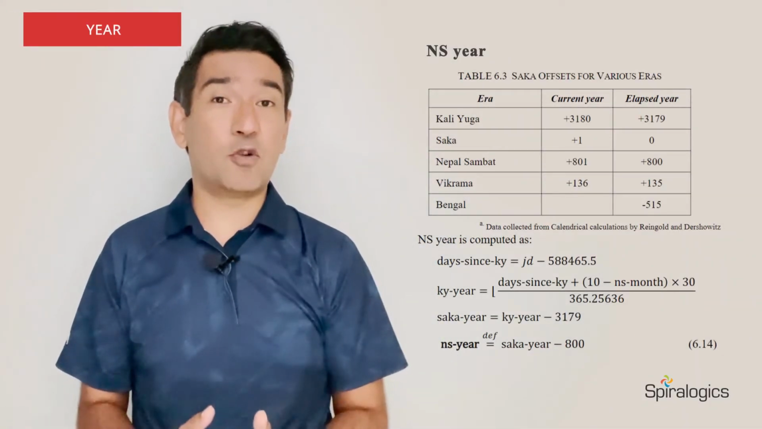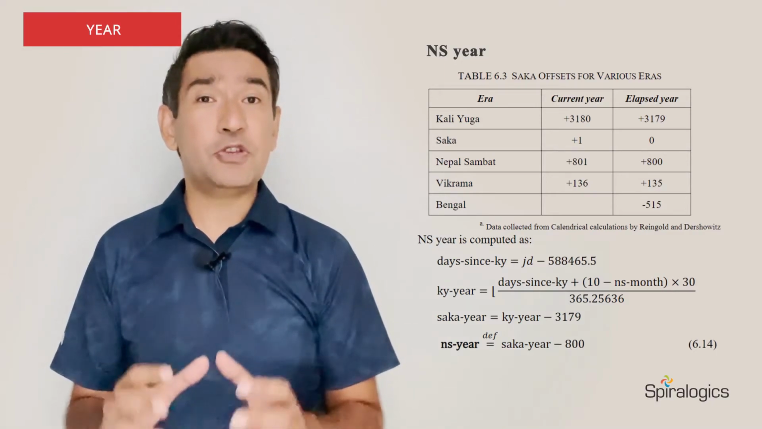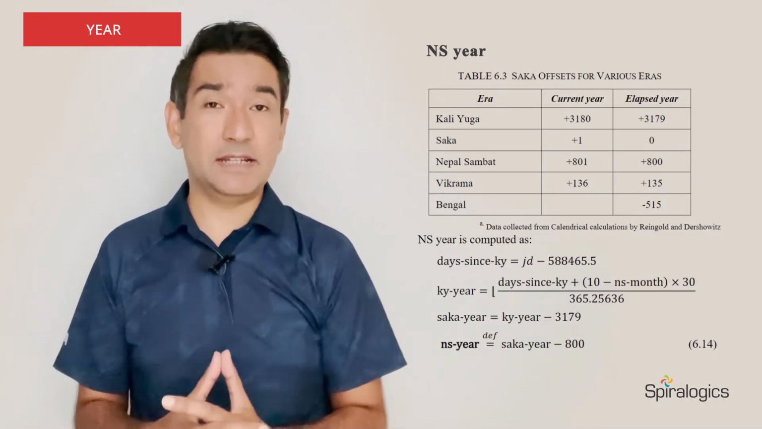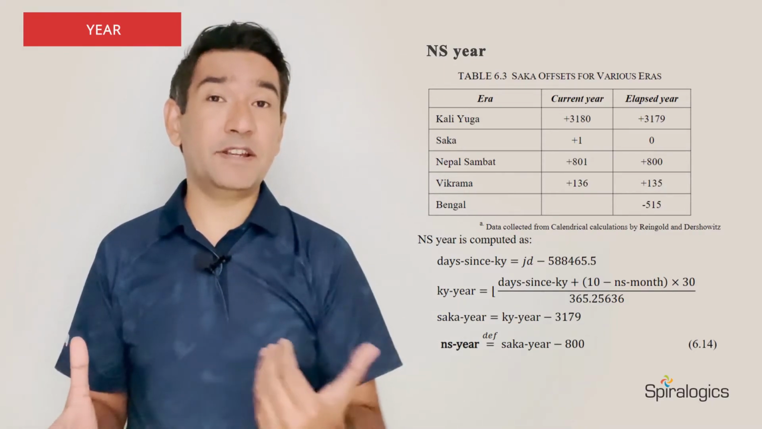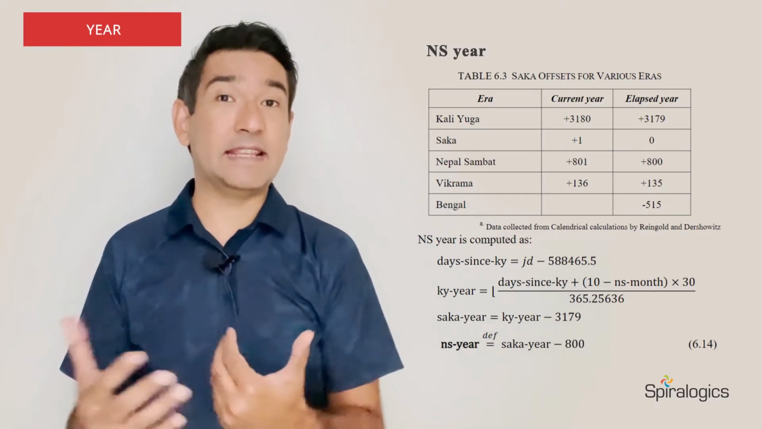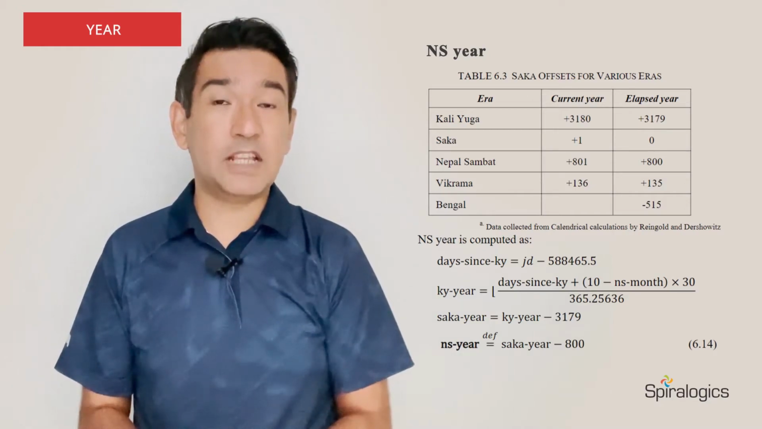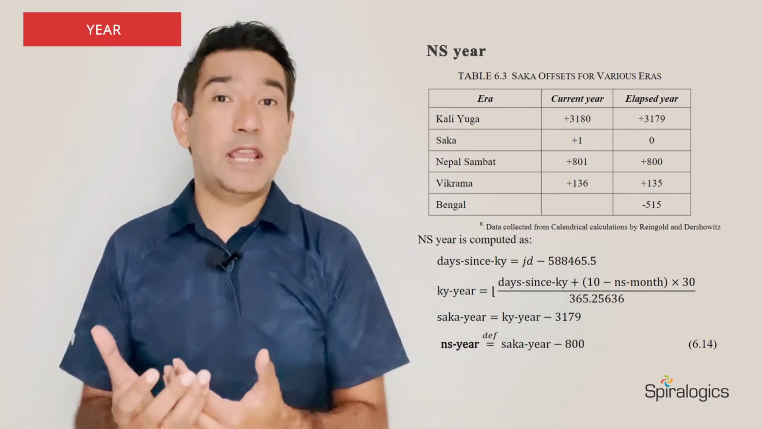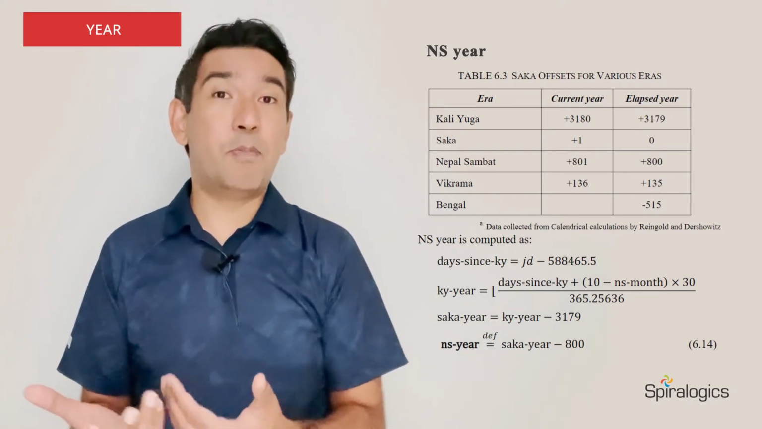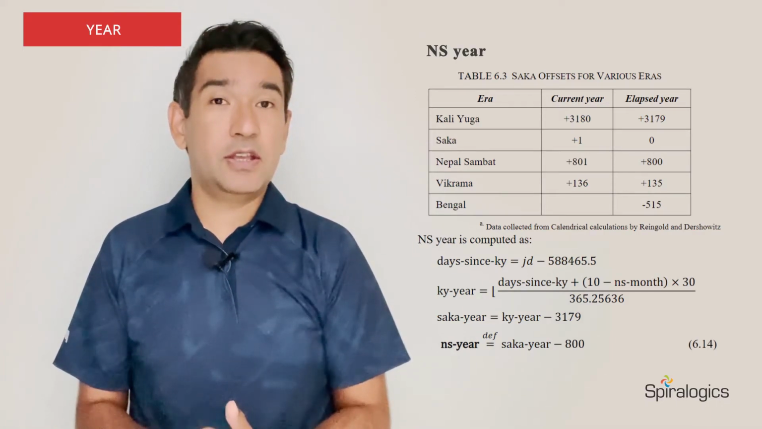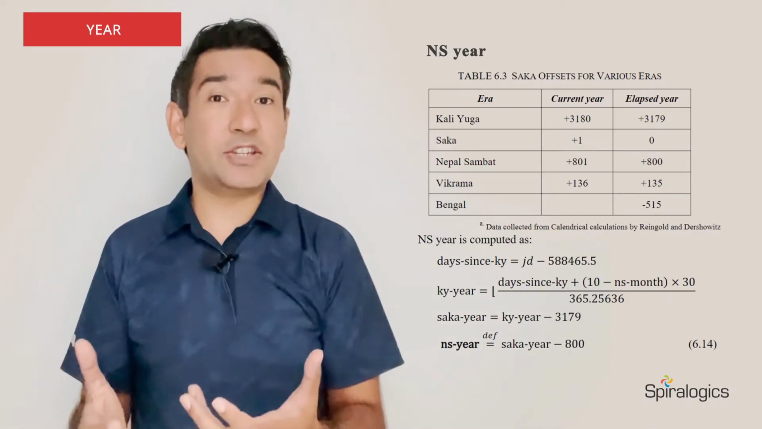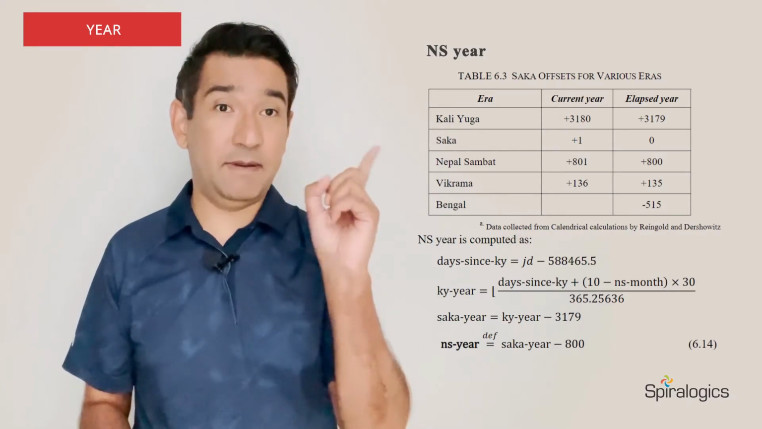Now moving on to the years. Computing years is pretty straightforward, as in any other calendar. Using any known epoch date, we can calculate the number of years that have passed since then and get to the current year, or the year that the day falls on. NS is about 800 years behind the Saka era. The formulation of how the year can be computed can be found here.